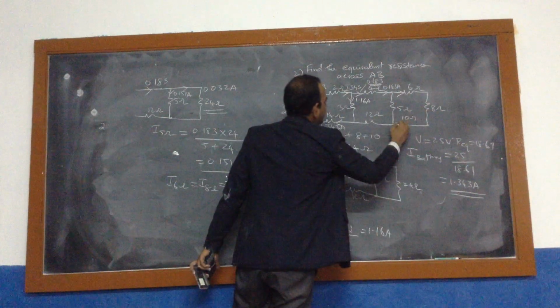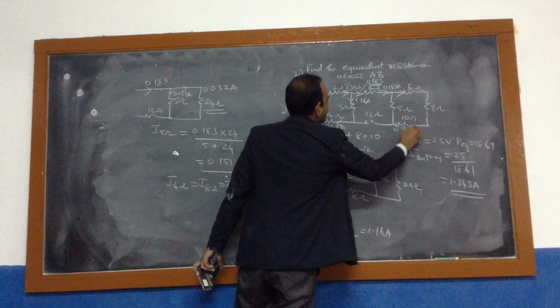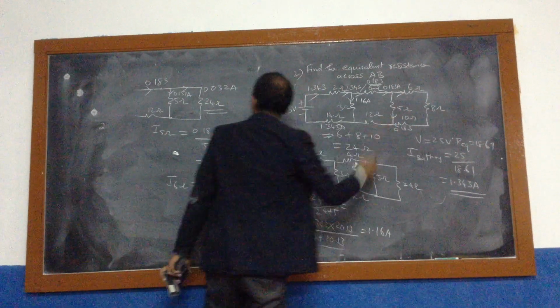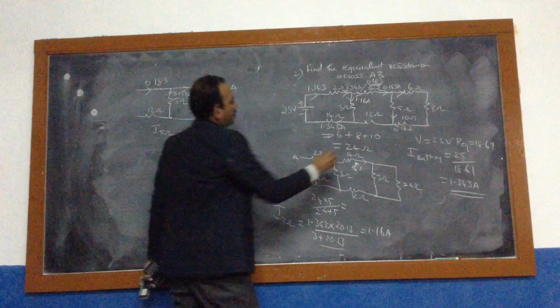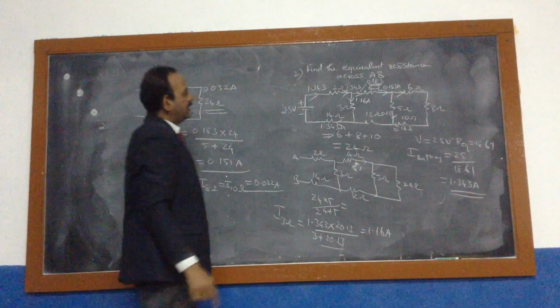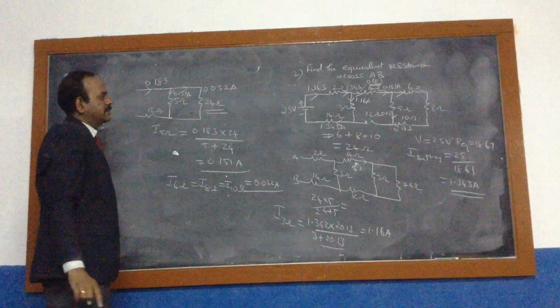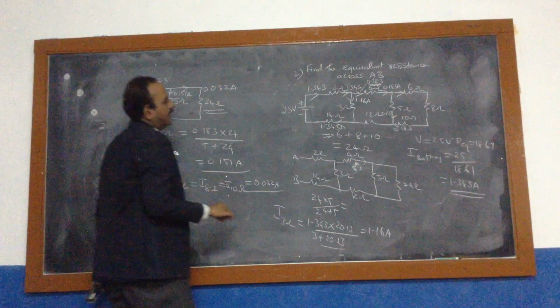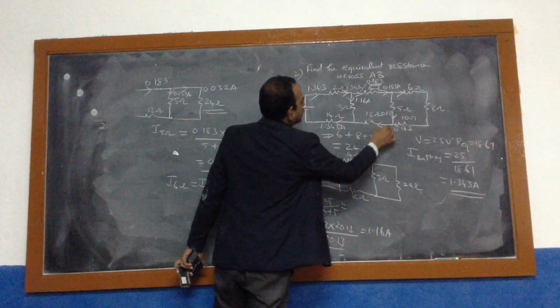And one more resistance we have to find. Suppose 0.183 is coming here. So what is the current flowing through the 5 ohm? We find it is 0.151. So this current is 0.151. Again, the 0.151 will be added with the 0.180, and we will be getting the same current.